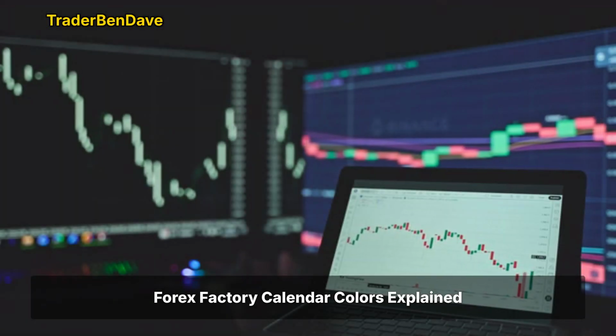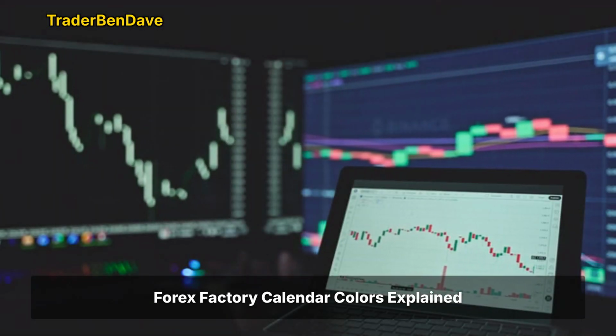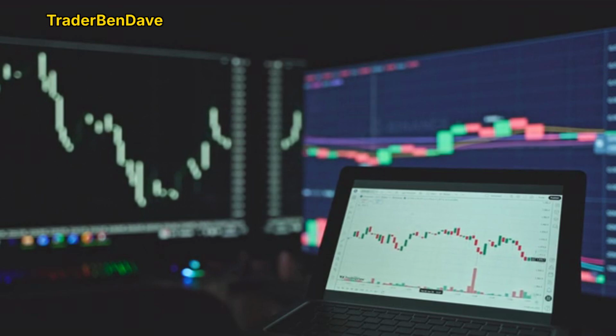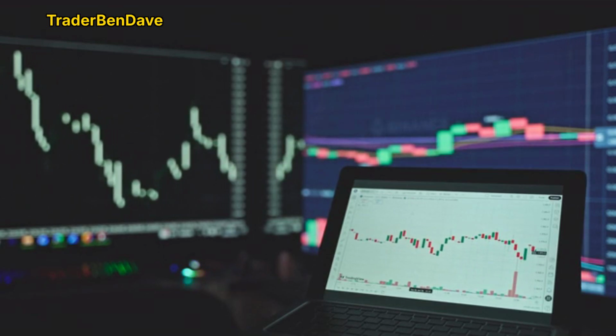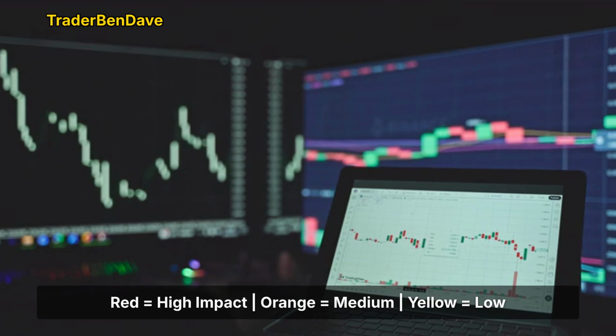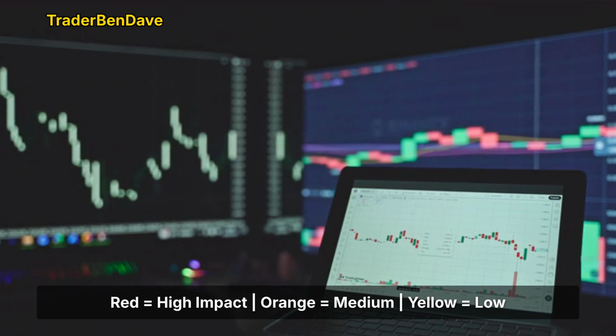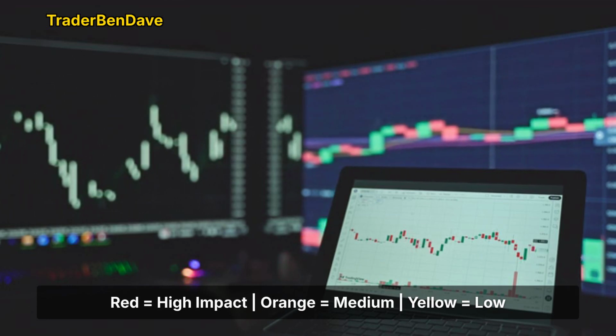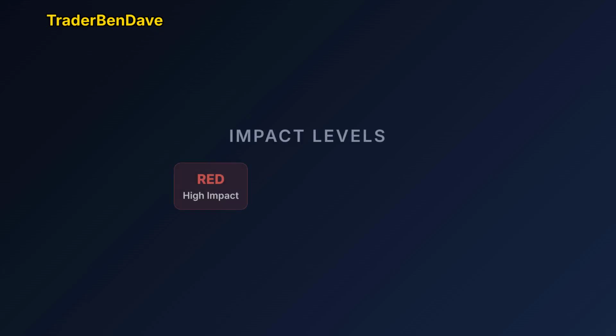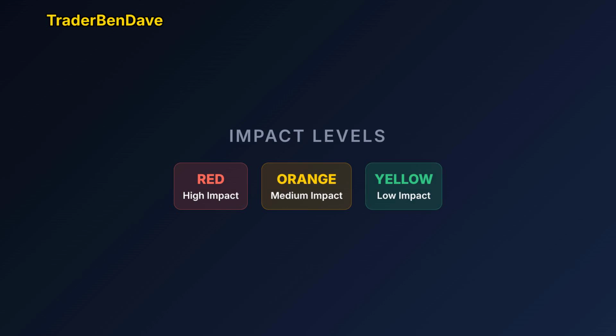If you've ever opened Forex Factory's economic calendar and felt overwhelmed by red, orange, and yellow icons, this video is for you. Those colors tell you how much a news event is expected to move the market. A red folder means high impact. These are the big ones like interest rate decisions, non-farm payrolls, or CPI inflation data. These can cause massive, fast price swings.